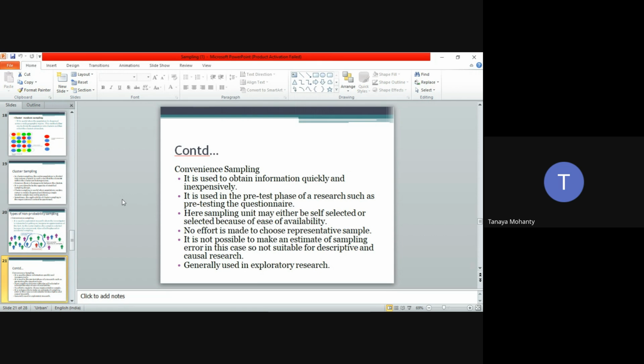we abstain from using it when we are using, say, experimental research design or descriptive design, or for that matter diagnostic design, where we are looking for causality. In cases where you look for causality, we abstain from using these kinds of sampling techniques. Generally we use it for exploratory research.